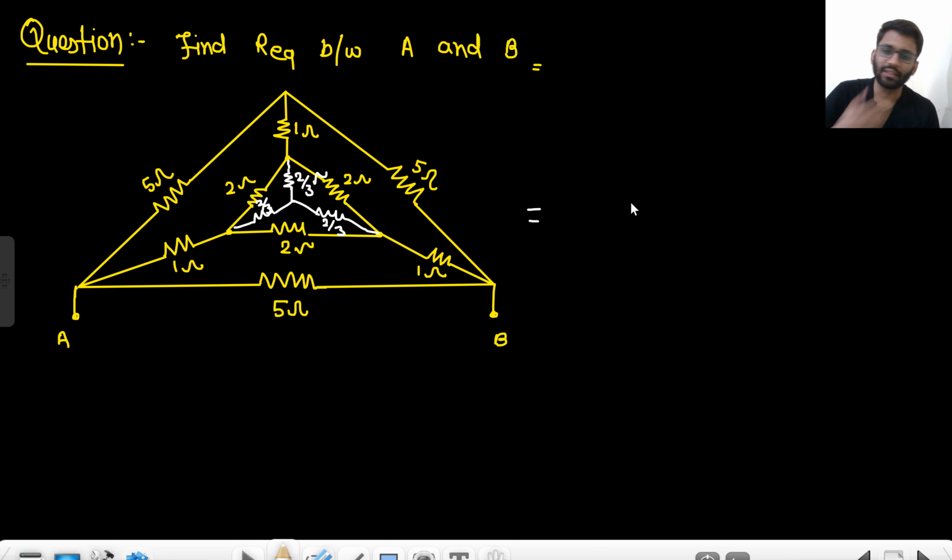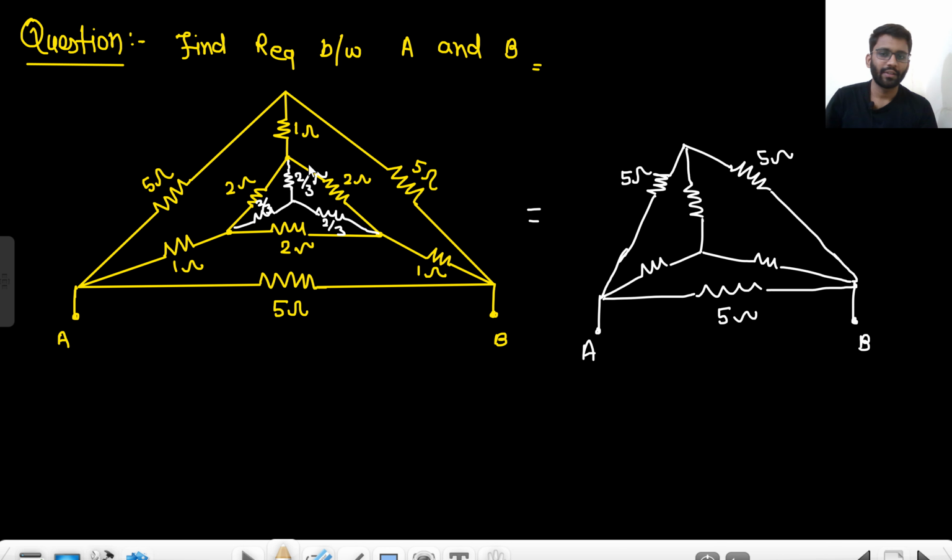So what is the equivalent that you will get? Let me pause it and make it. So this is how it will look, and this 1 plus 2 by 3 will make 5 by 3 ohm. Now these three 2 ohm resistors are gone, and converted to 2 by 3, 2 by 3 and 2 by 3. So 1 plus 2 by 3 gives 5 by 3, 5 by 3 and 5 by 3 ohm.